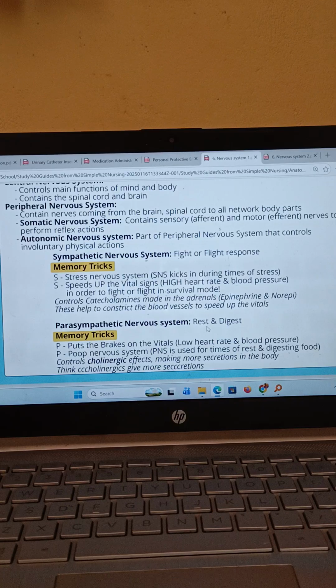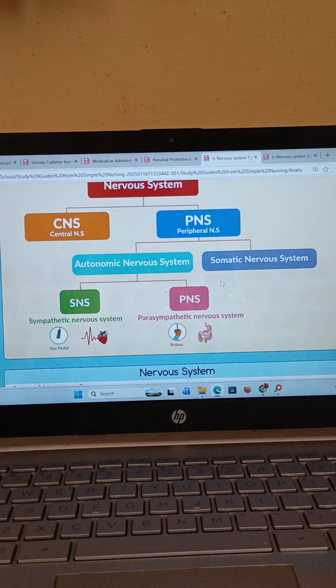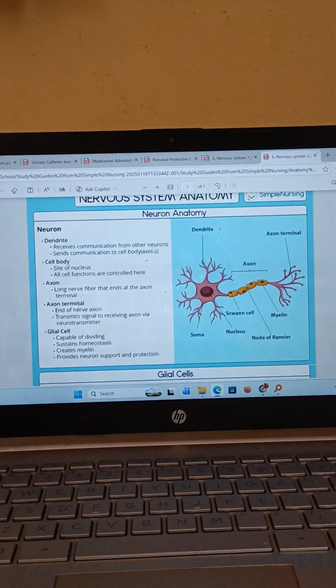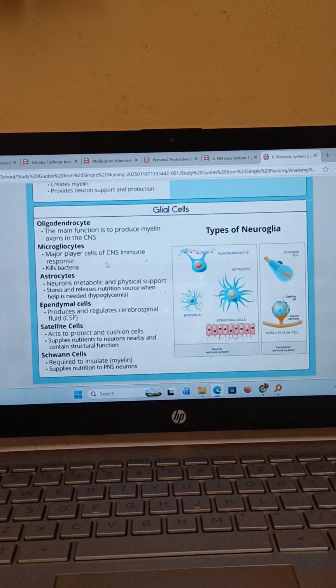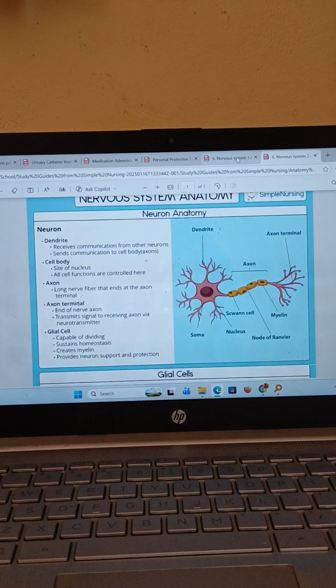Okay, so that is the first part of the nervous system, where we've looked at an introduction to the autonomic and the somatic. Next time we'll be looking at the anatomy of the neuron and also the types of cells that we find there.